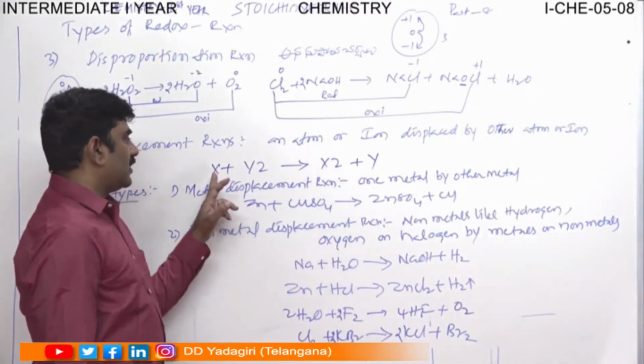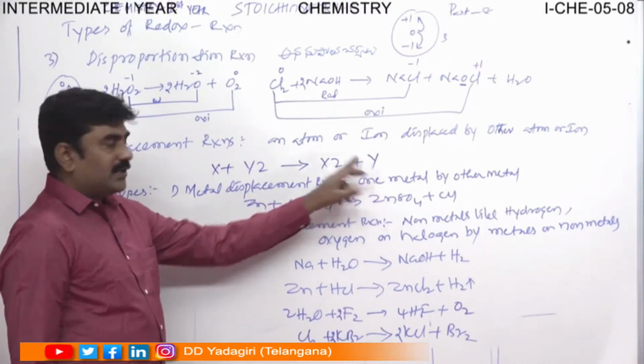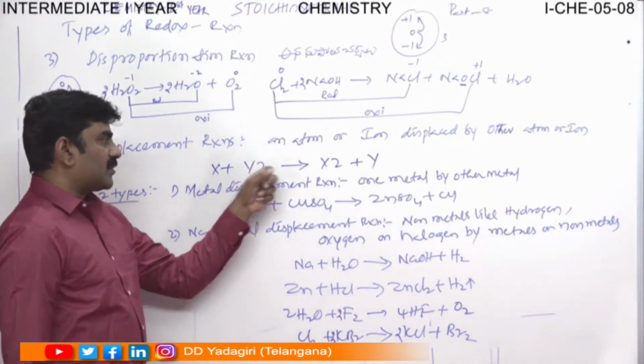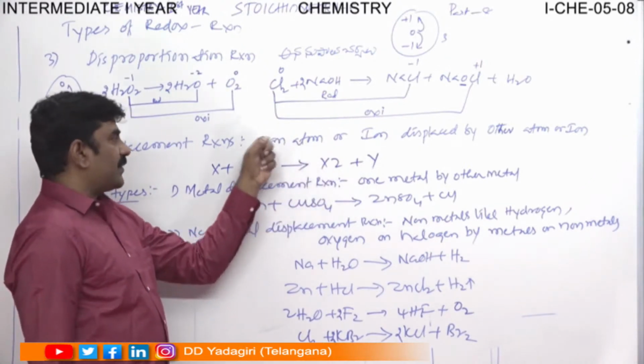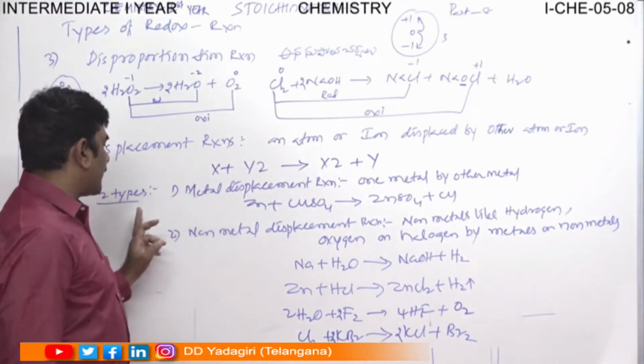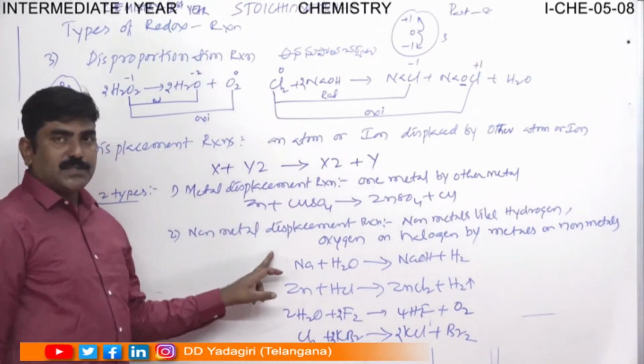For example, X plus YZ will give XZ and Y. So here Y got displaced, and X joined Z. So this type of reactions are called displacement reactions. These displacement reactions are of two types: metal displacement reactions and non-metal displacement reactions.